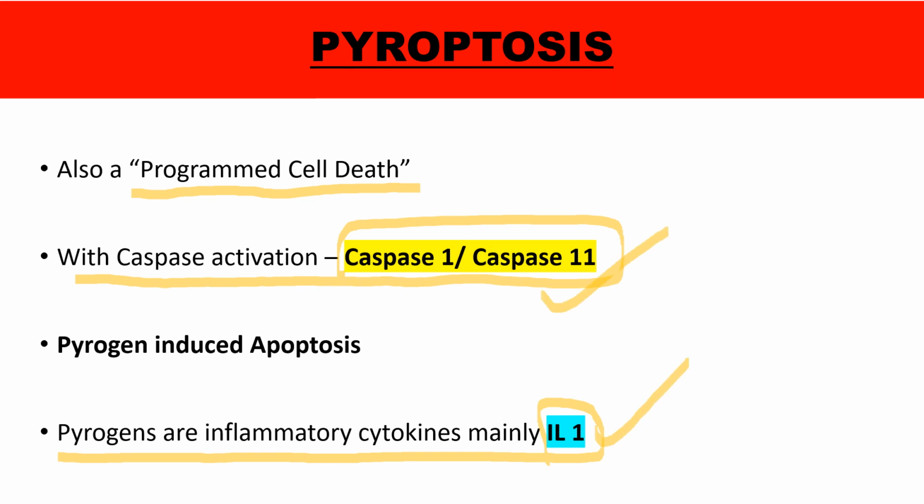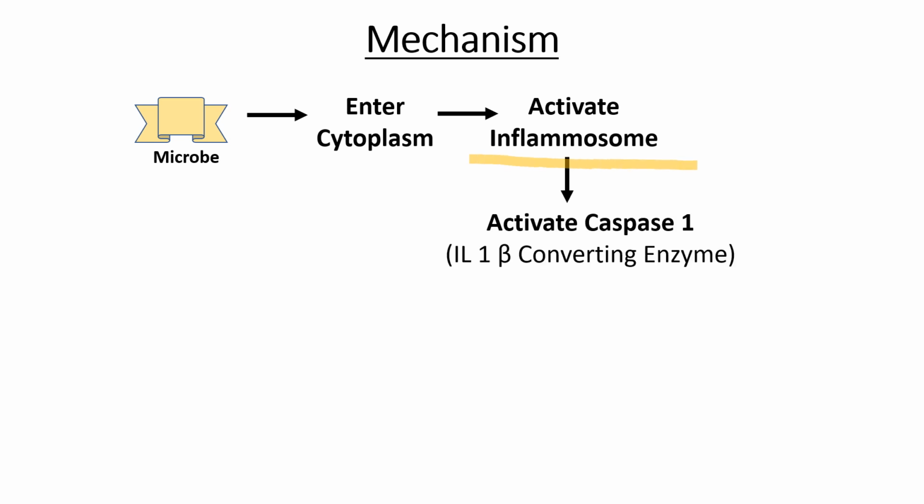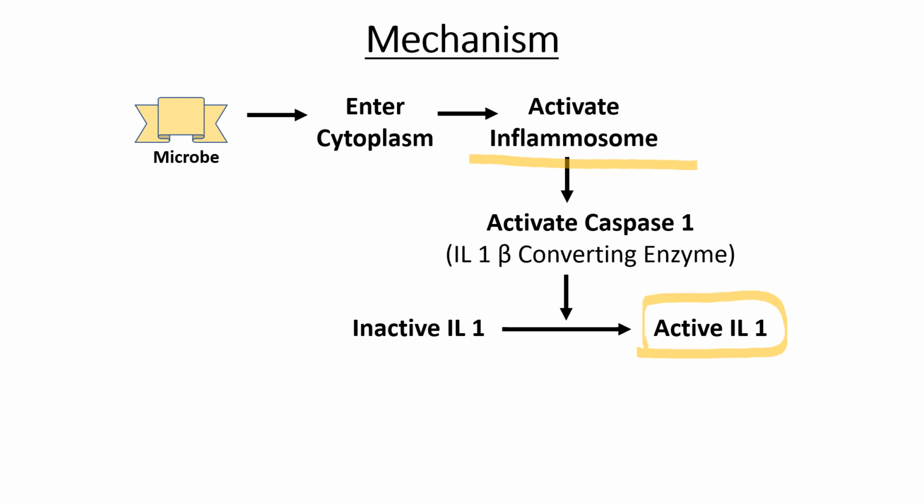What happens in this case? Let's talk about the mechanism, then you will remember it. Whenever there is any entry of microbe into our body, it will enter the cell cytoplasm and it will activate inflammasomes. Ultimately, what will happen? There is activation of caspase 1. This caspase 1 will cause the activation of interleukin 1, and interleukin 1 is something which will cause fever and recruitment of leukocytes. So with the name pyroptosis, you just remember caspase 1 and interleukin 1. That is important for you.